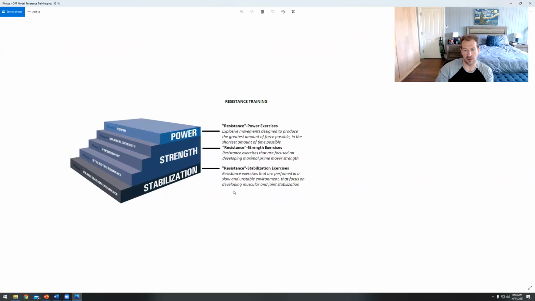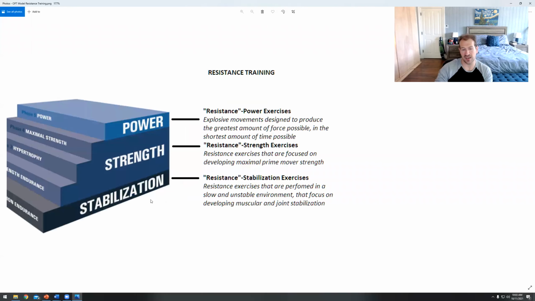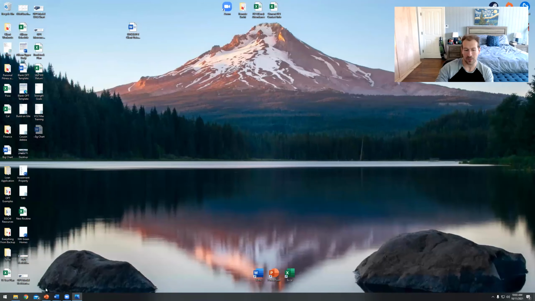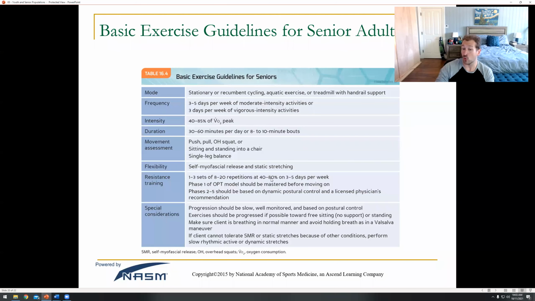When it comes to doing resistance, we'll probably be in stabilization and strength. Take them up to 20 reps. That's fine. That's a great way to build their endurance. At 40 to 80% of their 1 rep max, obviously if they're doing 20 reps, they're probably lifting at about 40%. If they're doing 8 reps, they're probably lifting somewhere around 80%, 3 to 5 days per week.